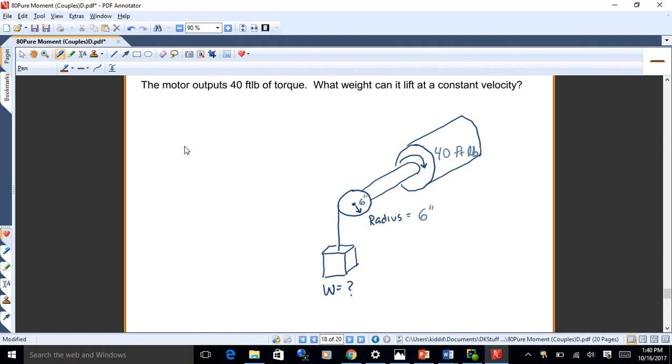Double tick mark means inch, right? So that's 6 inches there for the radius of that pulley.